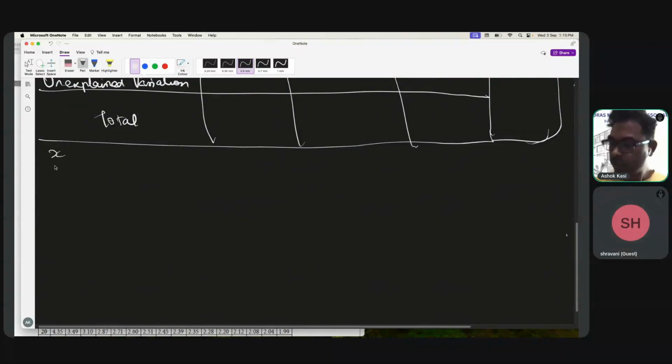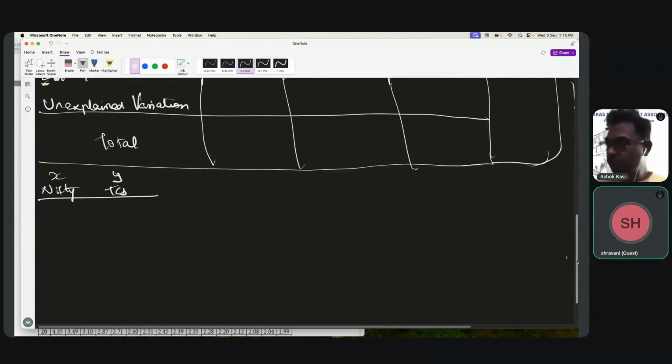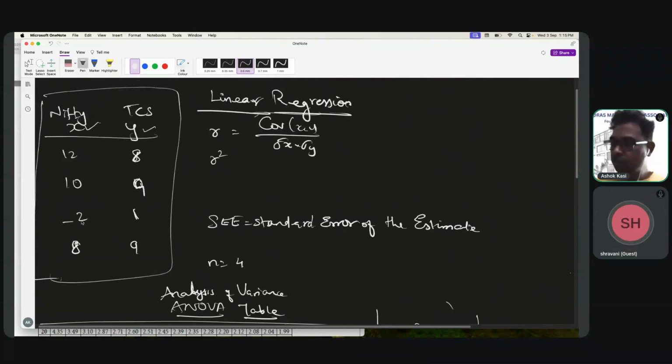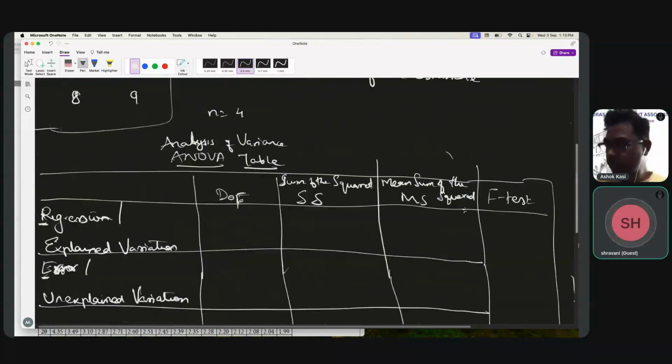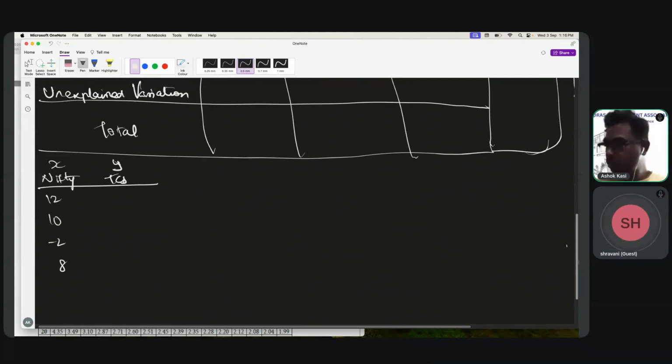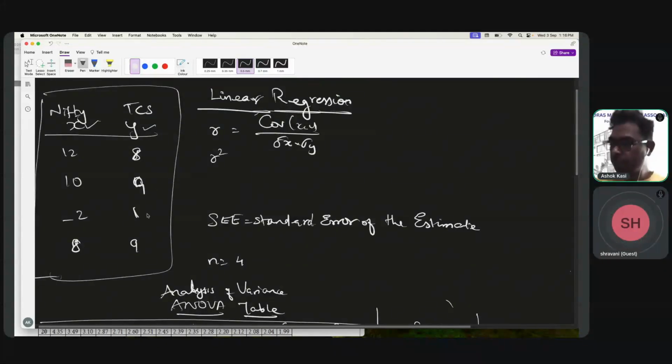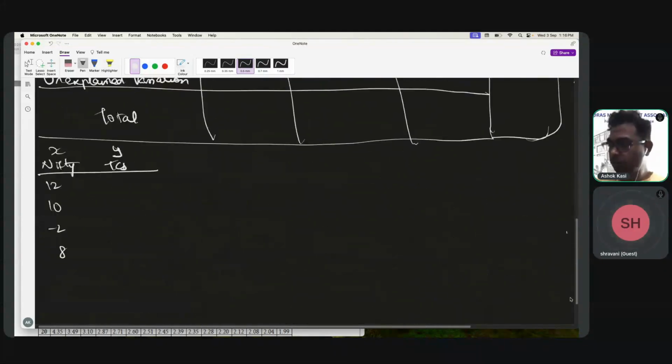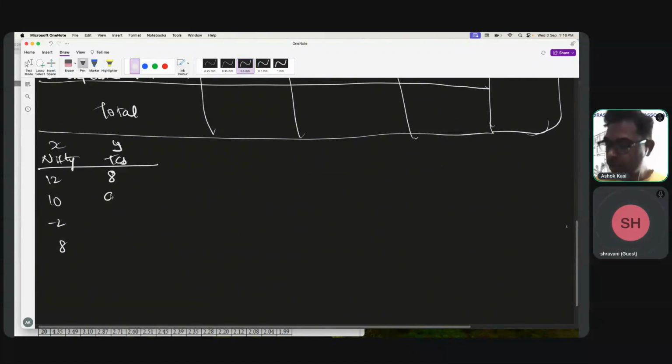So this is x variable, Nifty, and this is y variable, TCS. So Nifty is 12, 10, minus 2, 8. And TCS is 8, 9, 1, 9.